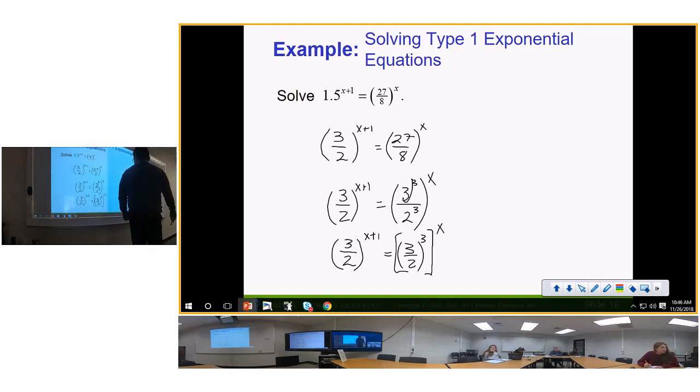I want everybody to make sure they understood. Let me erase that right here. I don't know what did that. 3 to the 3rd power. There.